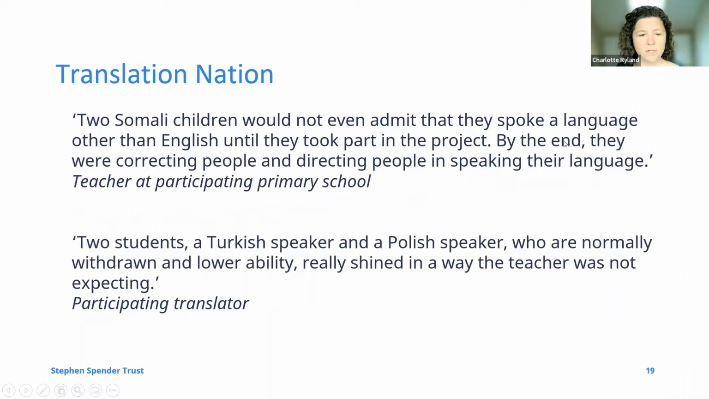As I say, this was the first project that the Stephen Spender Trust ran, and the feedback that we got was really interesting and powerful. You can just see two examples here. Two Somali children would not even admit that they spoke a language other than English until they took part in the project. By the end, they were correcting people and directing people in speaking their language, says one of the teachers. And one of the translators noted that two students, a Turkish speaker and a Polish speaker, who are normally withdrawn and lower ability, really shined in a way the teacher was not expecting. That sort of feedback motivated us to continue this work further.